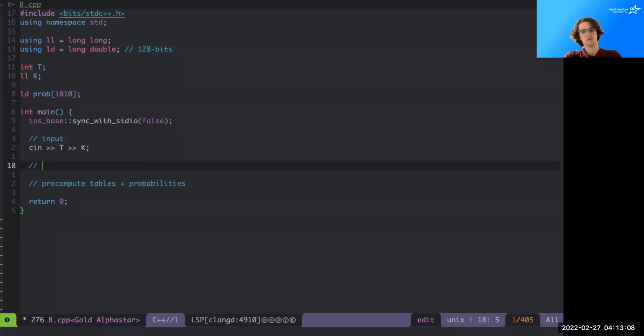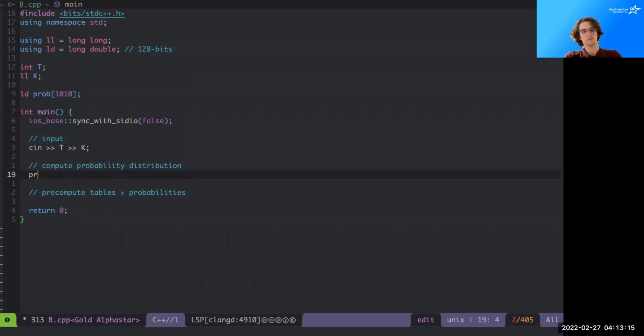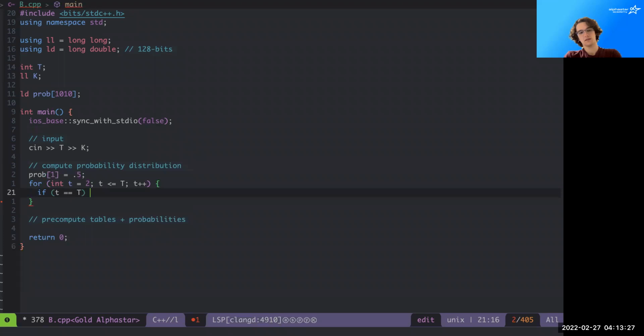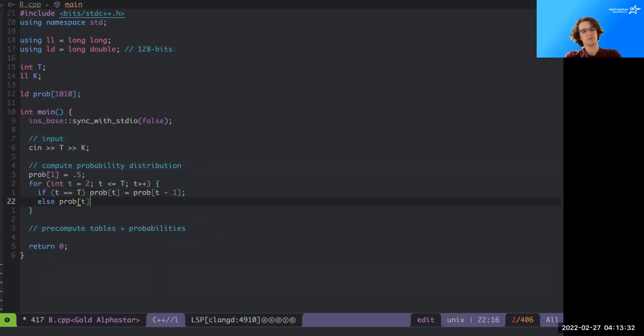Let's compute the distribution. I guess the probability of 1 is just 0.5, always. Now we need to loop from t equals 2, t less than or equal to the bound, t plus plus. If t equals the bound, probability of t equals the same as the previous one, else probability of t equals 0.5 times probability of t minus 1. You have to get one more correct to get the next score. So it just multiplies by 0.5 each time.